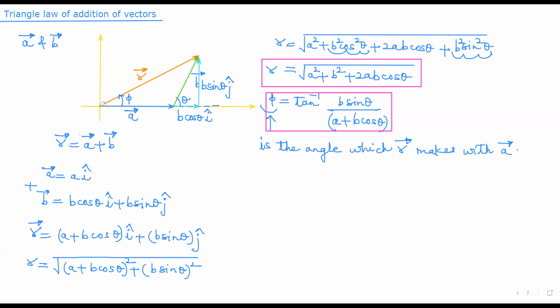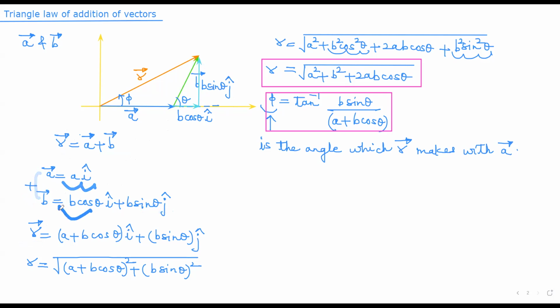First thing which you need to do is write this vector as a sum of its components. So you resolve vector B as B cos theta and B sin theta, right? So B cos theta i cap plus B sin theta j cap. Then vector R will be sum of A and B. Vector A is A i cap. Vector B is B cos theta i cap plus B sin theta j cap. Vector R is sum of these two vectors.